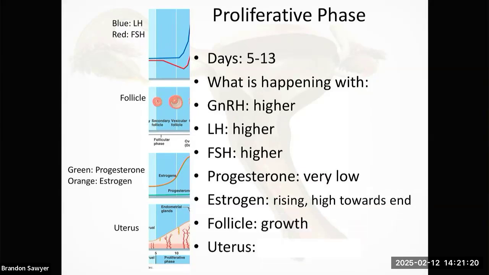And so the follicle, what is it doing? It's growing. It's getting bigger and bigger and bigger. The uterus, same thing. That endometrial layer is growing, thickening, more mucous membrane, more blood vessels built into that. And so we can see that here with the follicle growing and the endometrial layer growing as well.